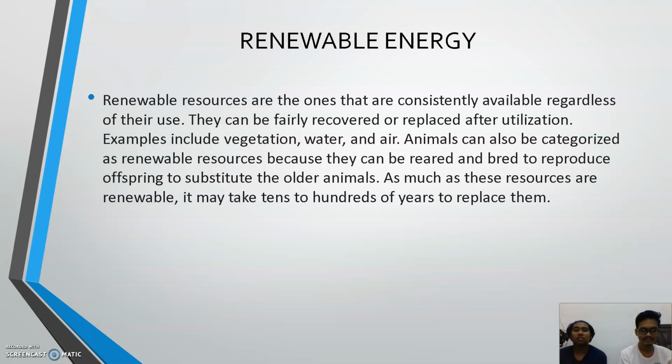Renewable resources. Renewable resources are the ones that are consistently available regardless of their use. They can be fairly recovered or replaced after utilization. Examples include vegetation, water and air. Animals can also be categorized as renewable resources because they can be reared and bred to reproduce offspring to substitute the older animals. As much as these resources are renewable, it may take tens to hundreds of years to replace them.